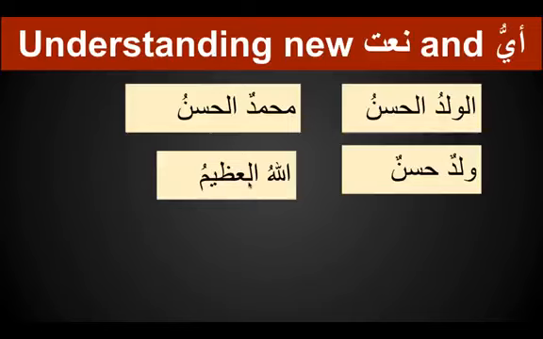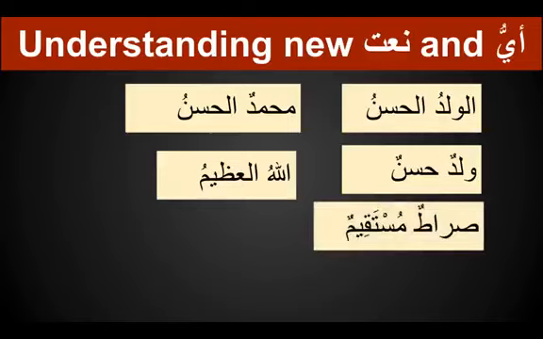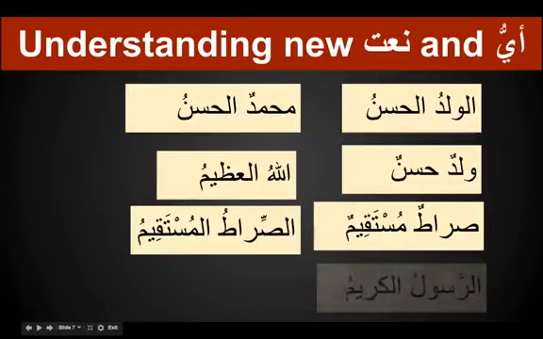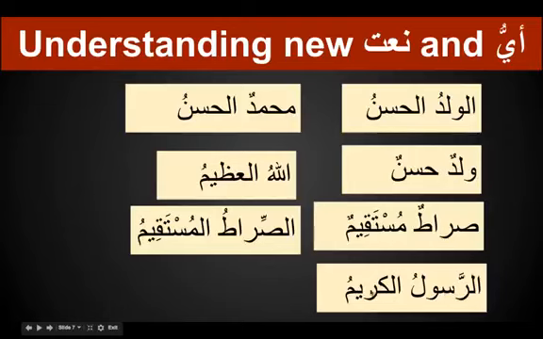It's a Naat. Siratum Mustaqimun is a straight path. If you make it As-Siratu Al-Mustaqimu, still it is not a sentence. It is a Naat, part of a sentence: the straight path. And we have Ar-Rasulu Al-Karimu, the noble messenger. Whenever we translate, we always translate the na'at first and then the man'ud. We don't say messenger noble, we say noble messenger. We don't say path straight, we say straight path. So always translate the na'at first and then the man'ud.